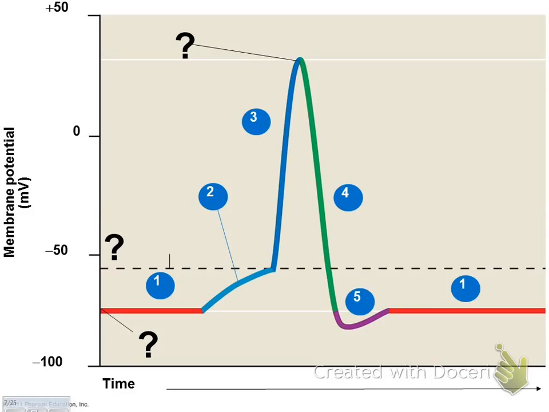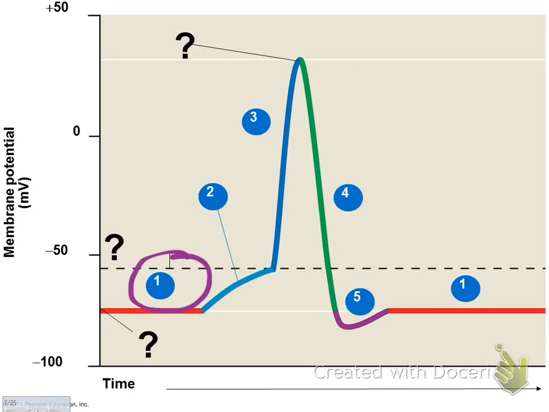Okay, look at this. Take a second and see if you at your table can say what goes at 1, 2, 3, 4, 5. And not only the word, but what's actually happening, what ions are moving when. So take a second and pause this. Okay, let's talk about these. Somebody tell me what's going on at 1.